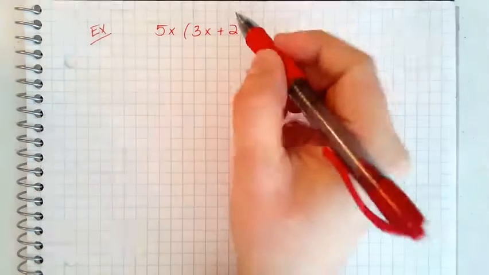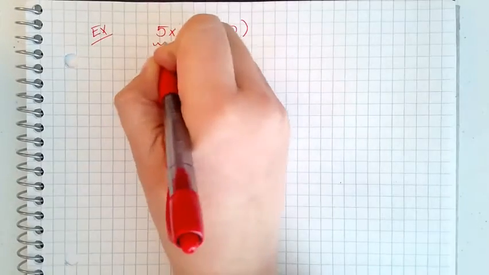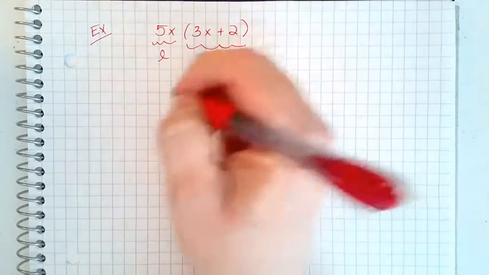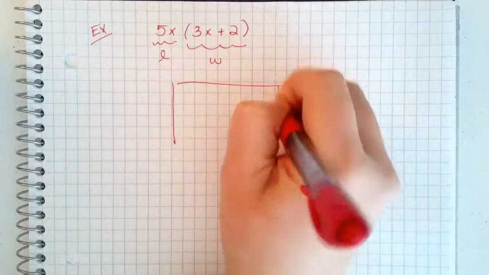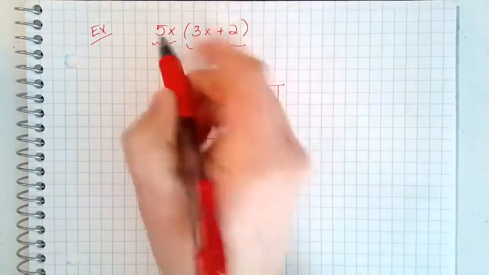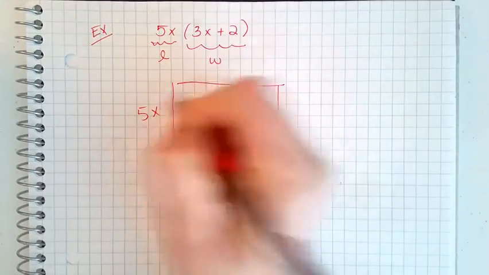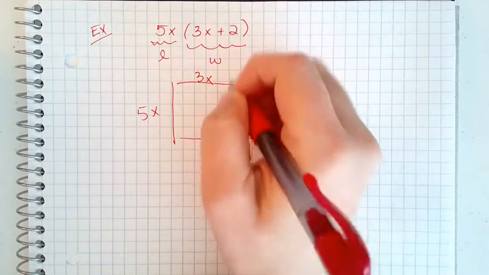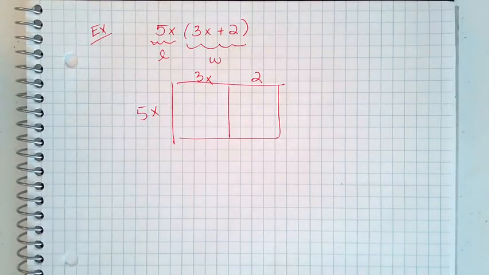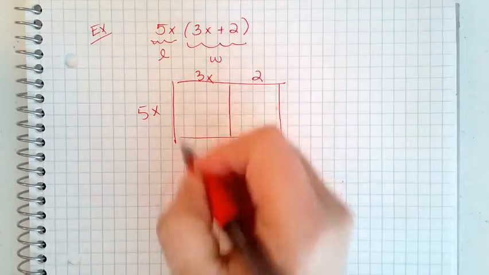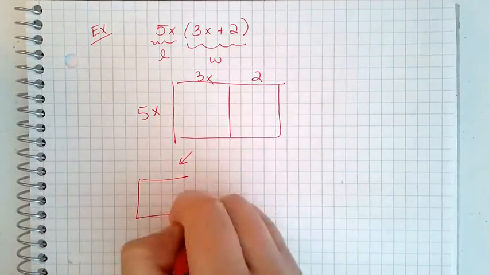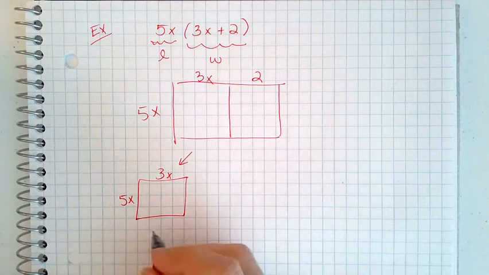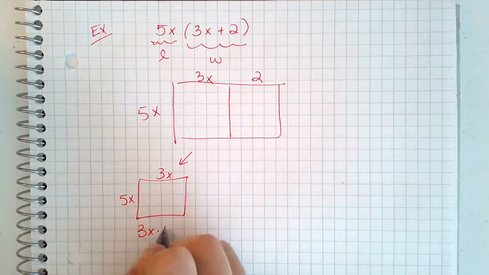Okay, so how do we set this up? Well, this is our length and this is our width of our area box. So this is our length, 5x, and this is our width, 3x and 2. When there's a plus, you make kind of a separator. So the area of this box is 3x by 5x.